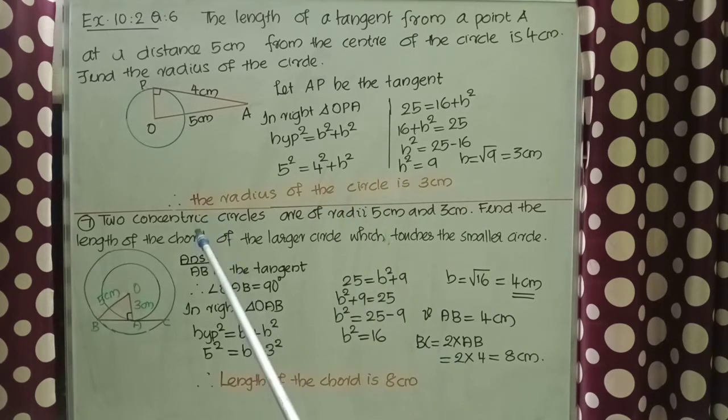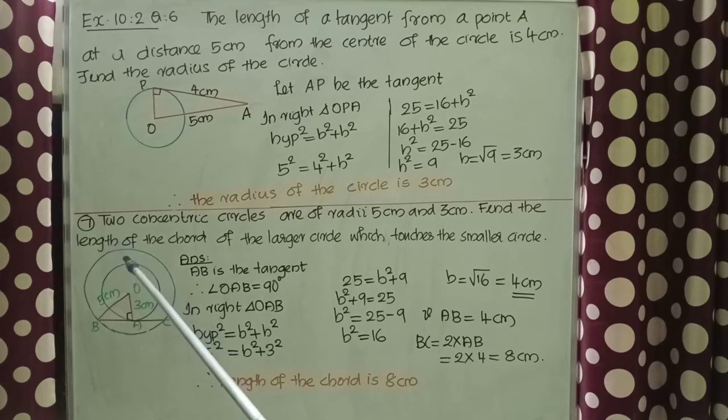One more question. Two concentric circles are of radii 5 cm and 3 cm. Find the length of the chord of the larger circle which touches the smaller circle. So here I have drawn concentric circles. What is meant by concentric circles? Circles with the same center.